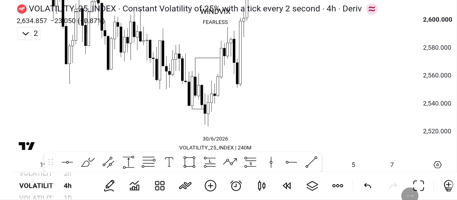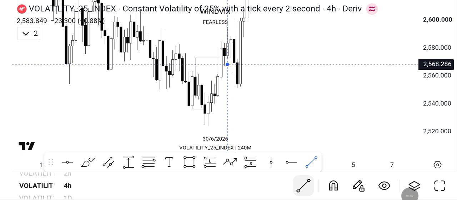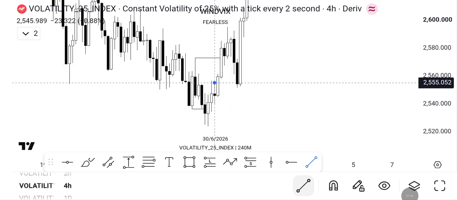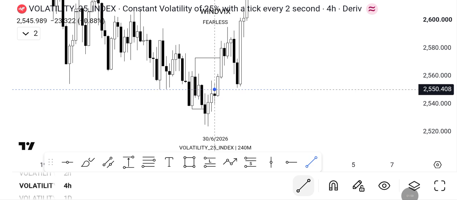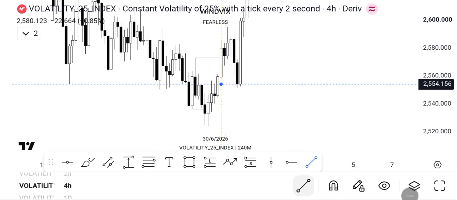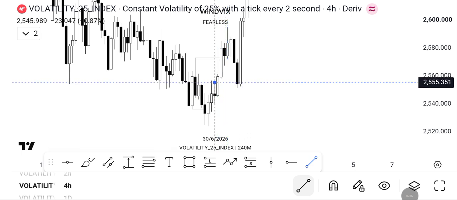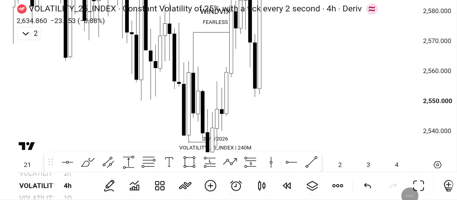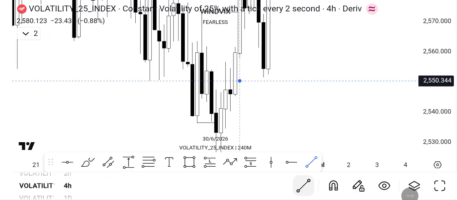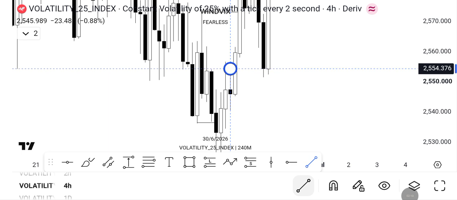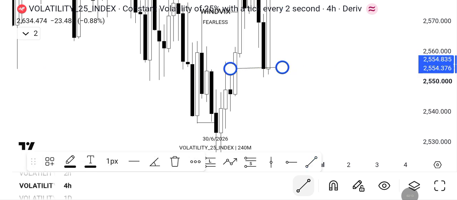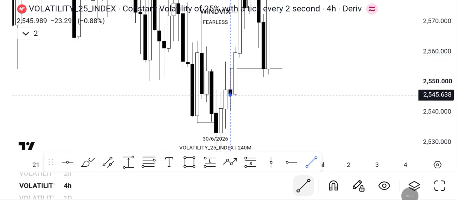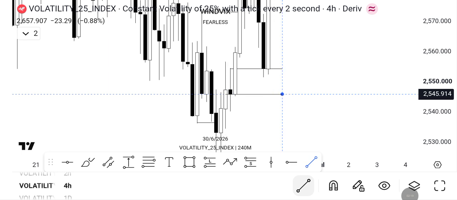All right, and then we have our inducement here, and then our order block. This is the order block. So you mark out your order block, and that was where my price picked up from. Price picked up from the order block.